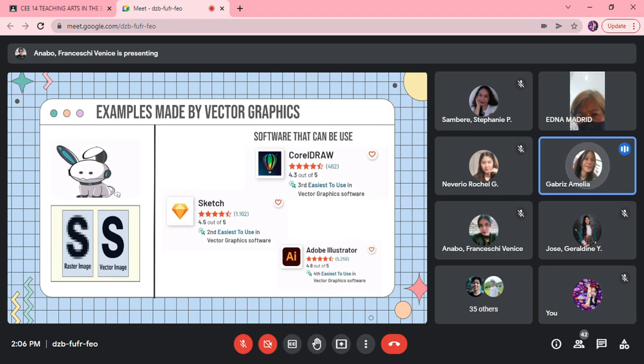Pwede po kayong gumawa ng vector graphics sa software. Sa Adobe Illustrator, sa Sketch. Pwede ka pong mag-download sa computer nyo kung gusto nyo mag-drawing ng vector graphics. So, next po.